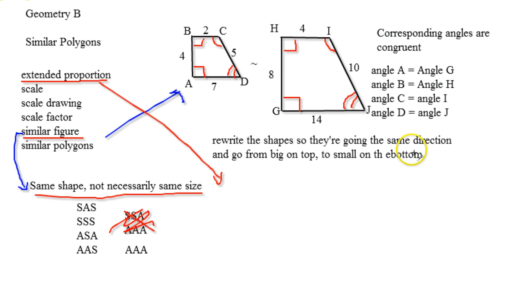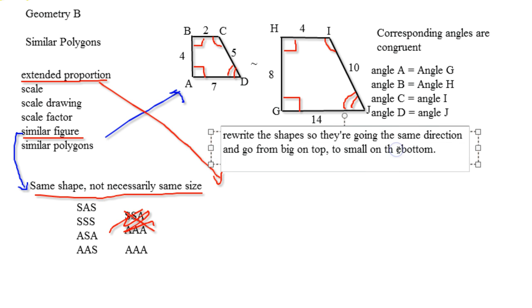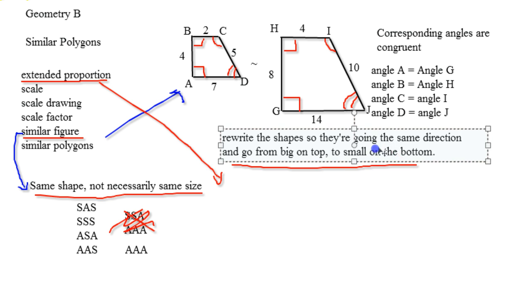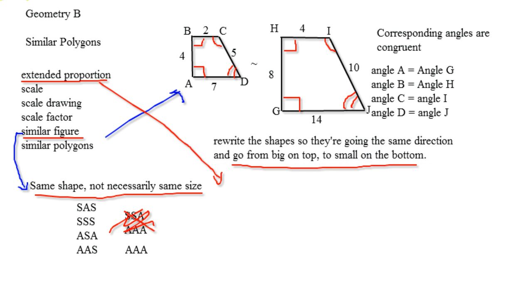You want to rewrite the shapes so they're going the same direction. If you notice, my shapes are already going the same direction when I started, so I don't need to do anything. And then when you're rewriting the proportions, go from big on top to small on the bottom. Let me change that spelling. I'm going to follow my own rules. So I'm going to have these over here on top, and these on the bottom. So I'm going to have GH over AB, and I'm going to have them correspond to each other.